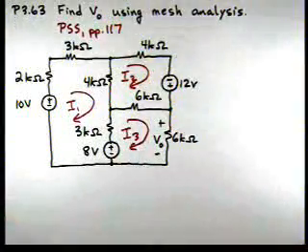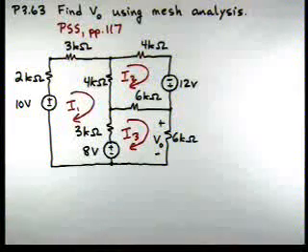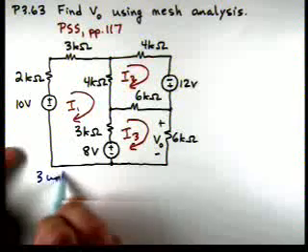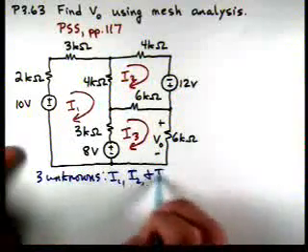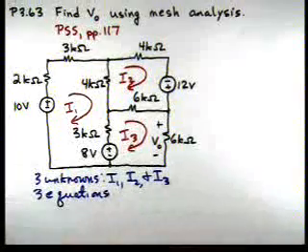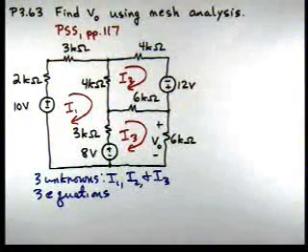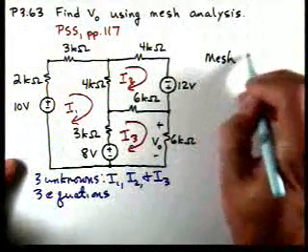So now we've assigned a current to each independent loop, and if you'll note, then we have three unknowns: I1, I2, and I3, and we're going to have to write three equations to find those three unknowns. And remember, what we do is we apply Kirchhoff's voltage law to each mesh to write those equations. So let's start, for instance, with mesh number 1.